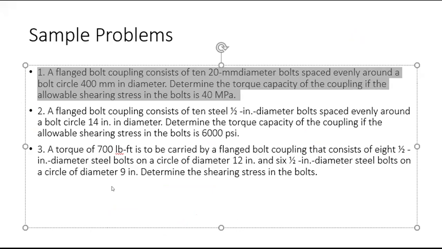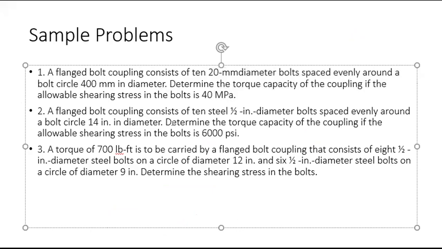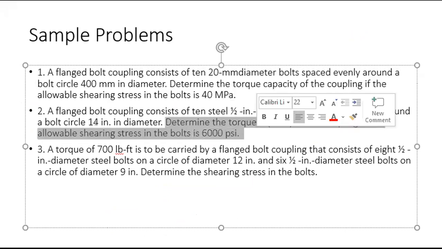Okay guys, so ito, a flange bolt coupling consists of 10 steel 1/2 inch diameter bolts spaced evenly around a bolt circle 14 inches in diameter. Determine the torque. So, same. Parehas lang din ng way ng solving natin. Okay? So, copyin lang ulit natin.